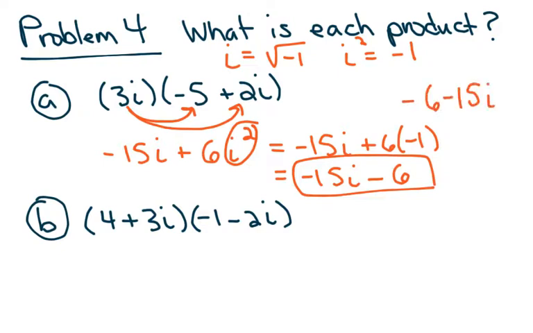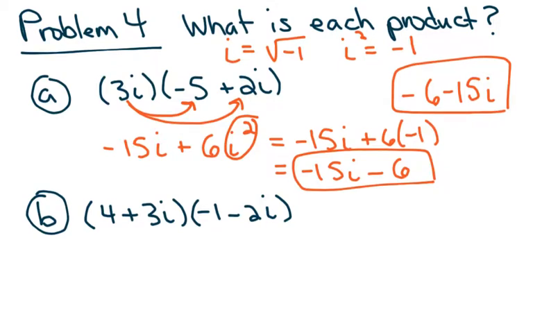It's the same answer. Whenever you end up with an i squared, you're going to replace it with a negative 1. It's always being multiplied with the number next to it. Okay, let's go look at B.